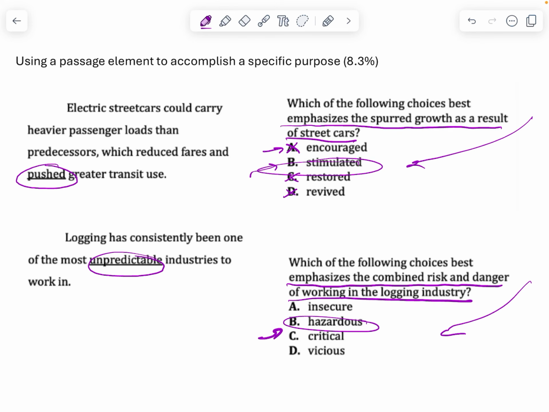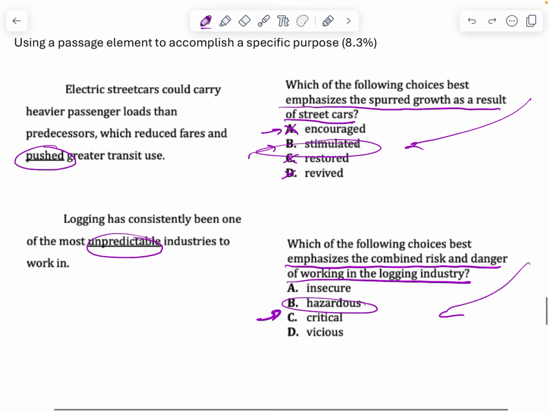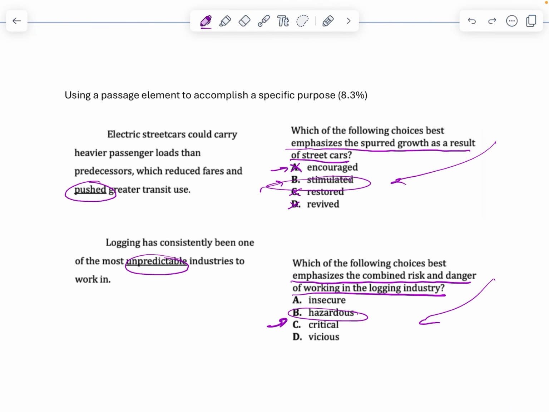Restored and revived, they're the exact same thing, and they also imply that something was dead at a certain point, and before that it was more common. So again, I don't think that works well here. We don't really know that that's the intended meaning. And then the other question here goes through a very similar pattern process. Okay, that's how you do this.